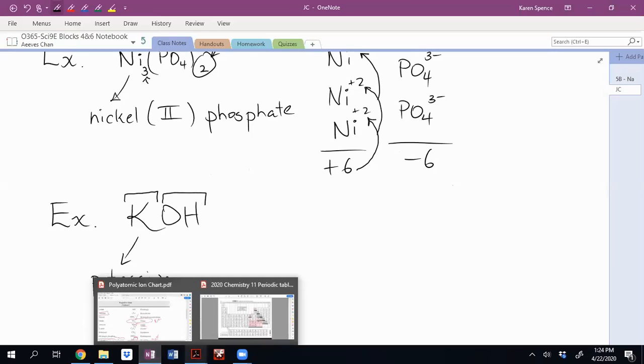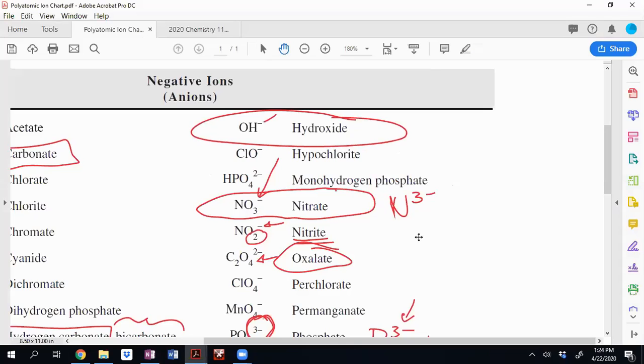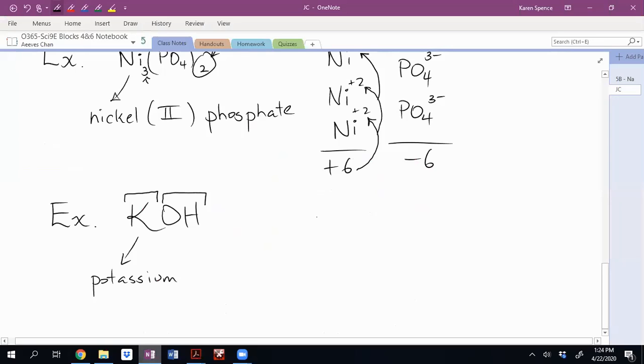Who is OH? And you might look under O, but all we find is oxalate, and oxalate is C2O4. That's not helpful. But you can look around and you can find that OH is named hydroxide, and it has a -1 charge. So OH is -1.